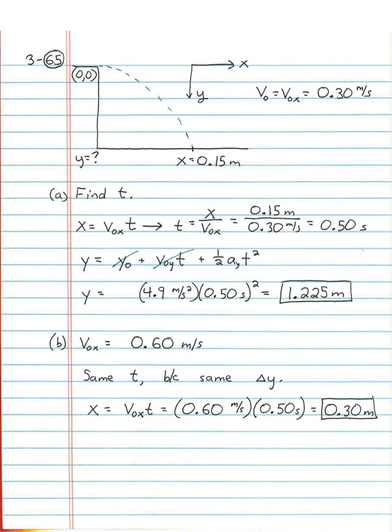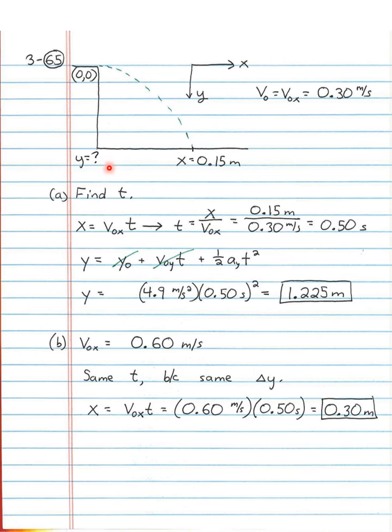Number 65. A ball rolls off a horizontal table at 0.30 meters per second and strikes the ground 0.15 meters horizontally from the base of the table. Here I've drawn a picture. It's rolling off, so the origin of its motion, of its projectile motion, is at 0, 0. I've drawn from there the x where it hits is 0.15. Because the motion is downward, I've chosen to make the positive y direction be down, and that means acceleration is going to be positive 9.80.